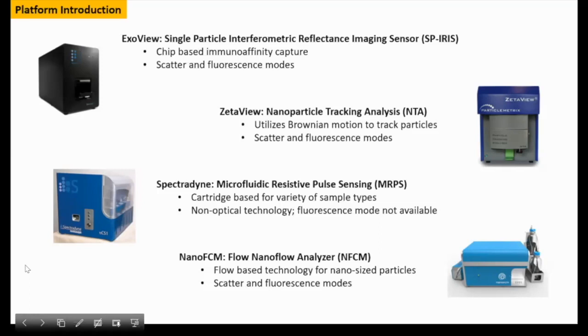Now finally, nanoflow cytometry, or nano-FCM, is a flow-based technique that detects nanosized particles by scatter and/or fluorescence. Compared with traditional flow, a smaller flow channel reduces background signal, lowers system pressure, and increases dwell time of the particles for enhanced signal integration.